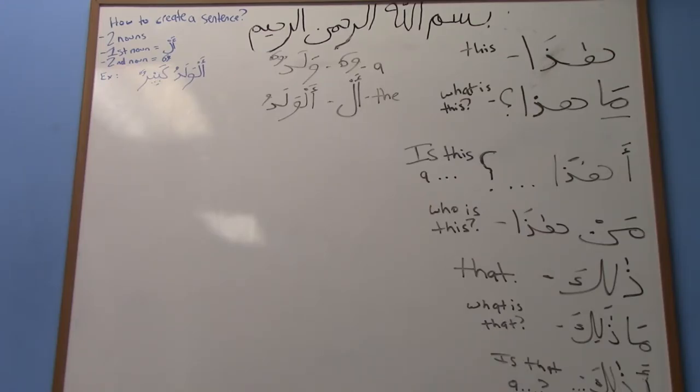Let's skip to page number 19. Okay, everything else is regarding nominal sentences in Arabic. Page number 19, the author is teaching us the difference between sun letters and moon letters, okay? Sun letters and moon letters, huroof al-qamariyyah and huroof ash-shamsiyyah. We have sun letters and we have moon letters. So what's a sun letter and what's a moon letter?